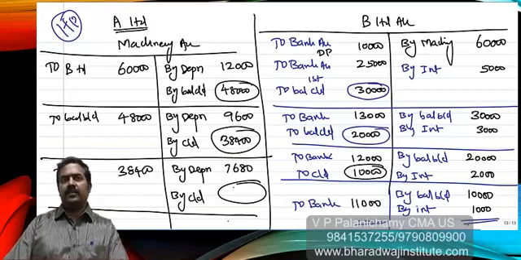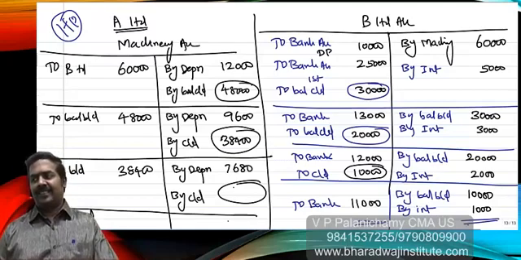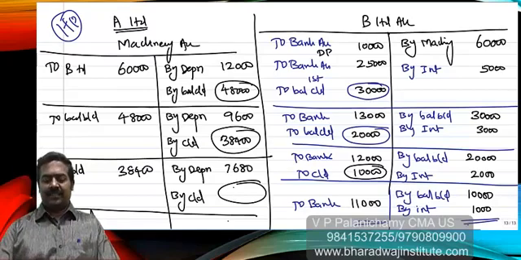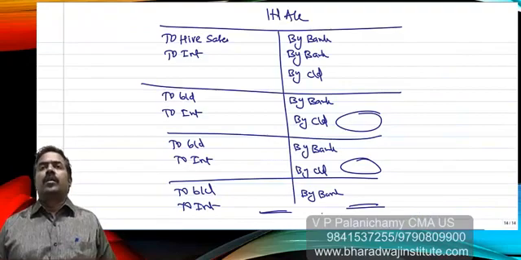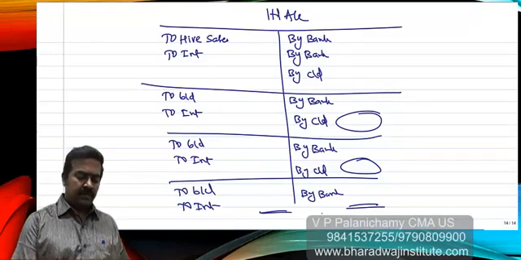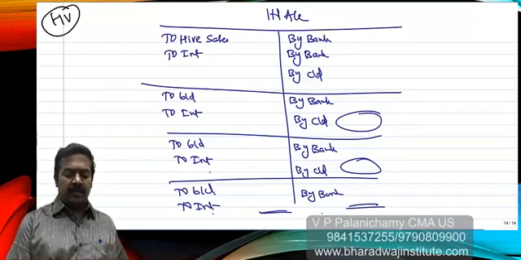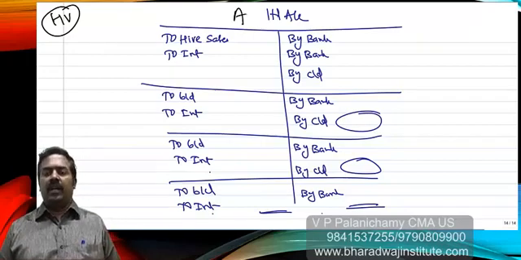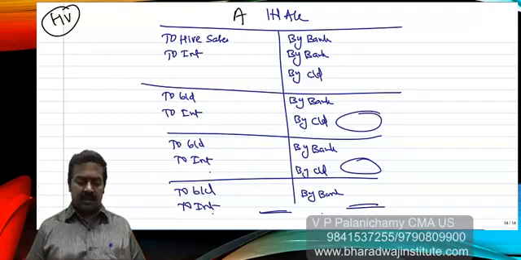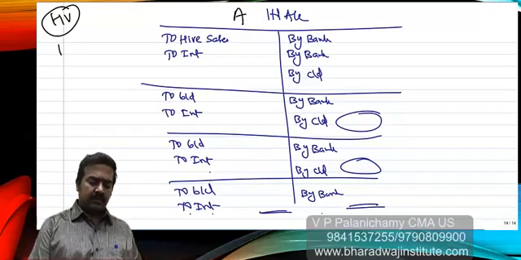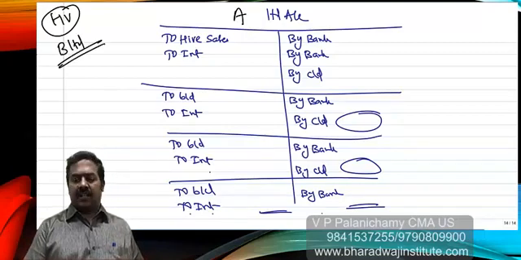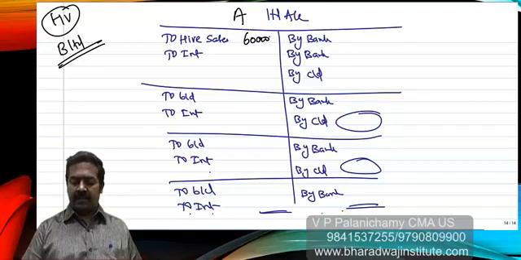Shall we proceed? Who's the hire vendor? Okay, in the books of B Limited, you will maintain what? A Limited account. In the books of B Limited, maintain A Limited account. To hire sales, what is the cash price? 60,000. Everything else will be like just reverse posting.